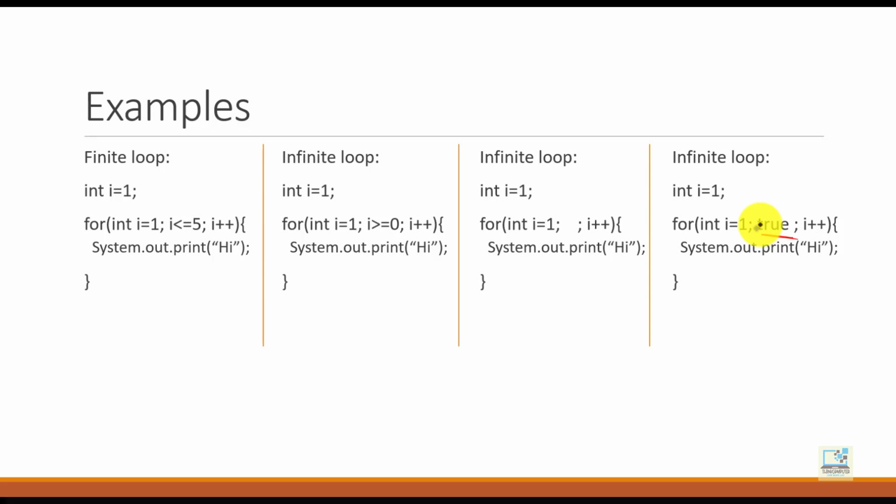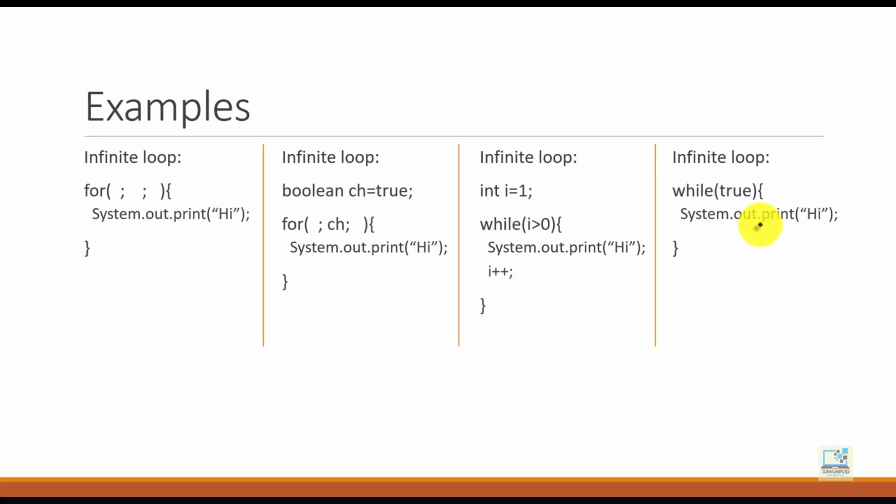So the compiler will consider it to be true and the loop will keep on running, thus making it again infinite. More examples. This is also an infinite loop. The initial value, the condition check and the update statement all are left blank. So in this format, in Java, it is considered an infinite loop. The loop will keep on running.